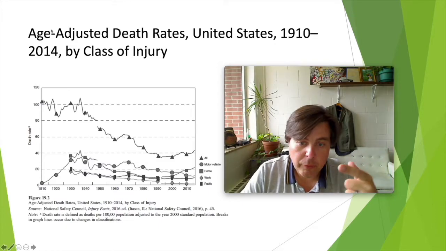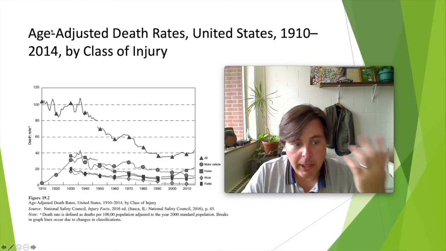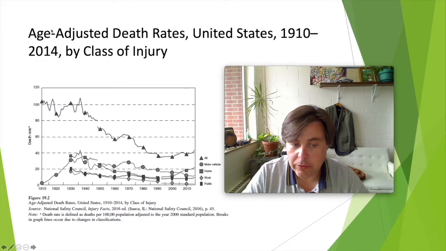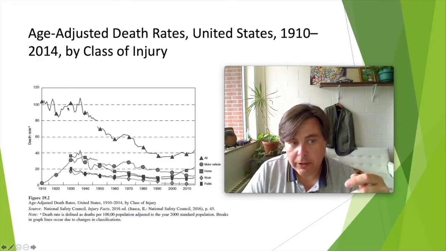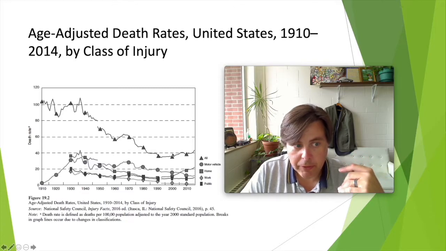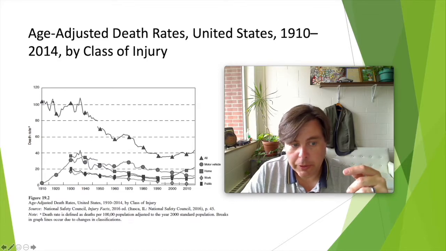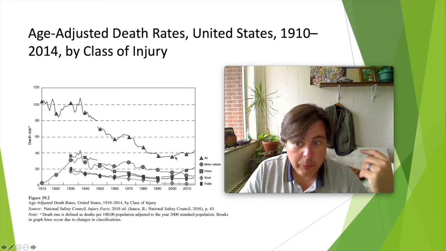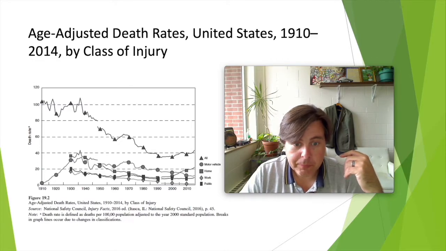Okay, so over here we have some data, right, on age-adjusted death rates. This is United States data, 1910 to 2014. And we can see that the world, at least the United States, is much safer today than it was 100 years ago in 1920, right? Indeed, the death rate is significantly less than a half and nearly a third of what it was 100 years ago.